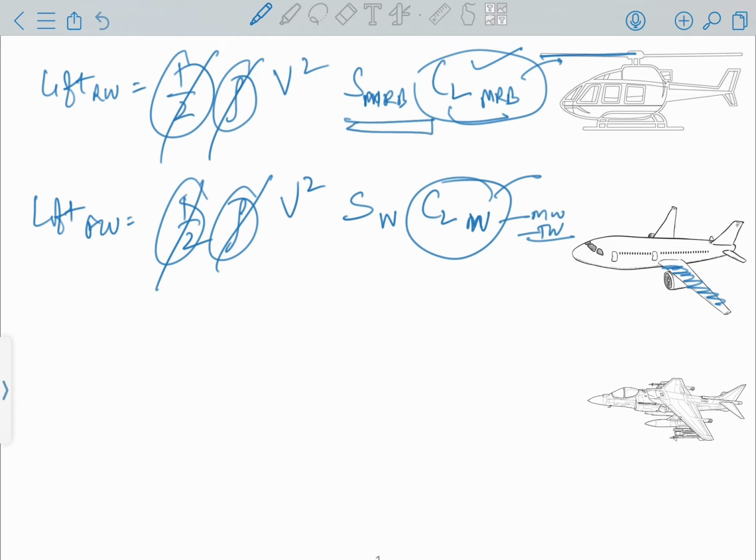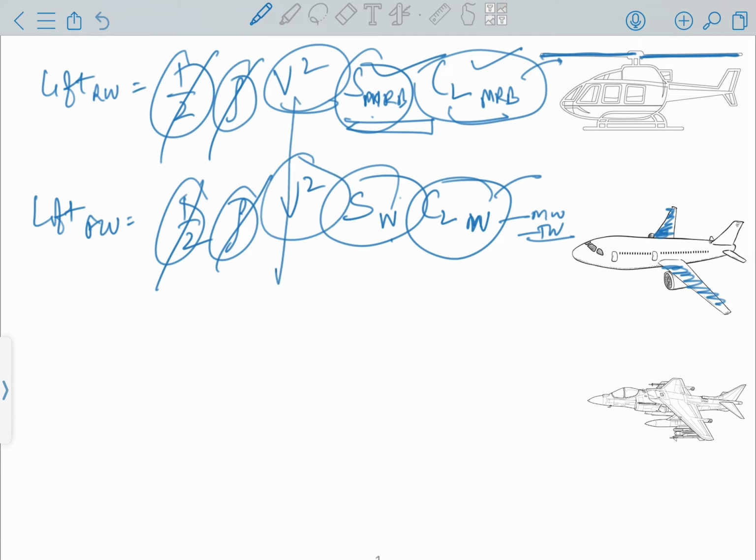There is a surface area, it will not be 0, it also has some value: the surface area of the aerodynamic surface, which is the main rotor blade, and the surface area of the wing. Coming to the velocity, the velocity of the rotor wing and the velocity of the fixed wing, this is where the main difference comes.